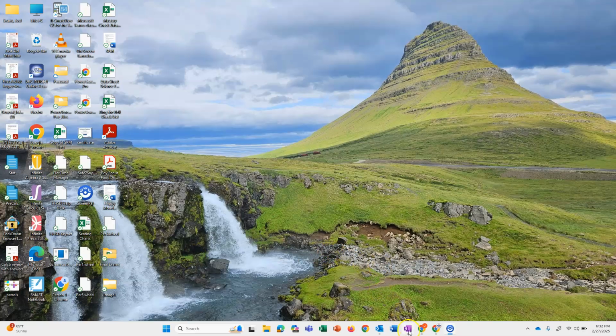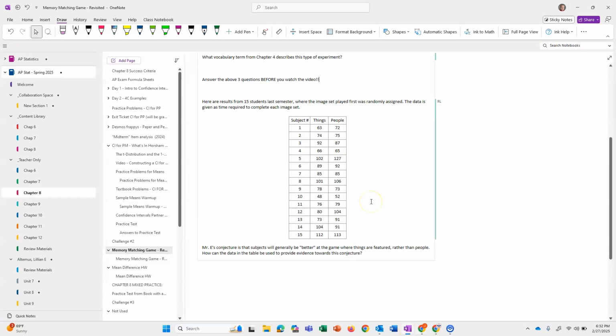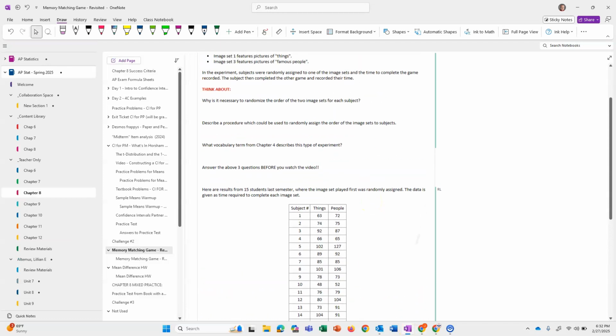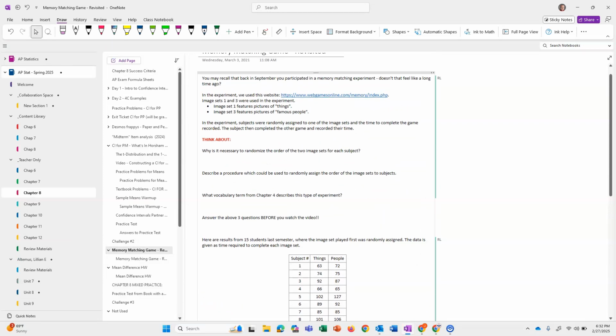Alright gang, hopefully you have read through and answered the first 3 questions on here. Let's take a minute to, hopefully you remember this game. We played it back in the fall, and you had to play a matching game, and you picked pictures of things and pictures of famous people. In this experiment, subjects were randomly assigned to one of the image sets, and then you were given time to complete the game. So hopefully you remember playing that. If you don't, click on that link and that should bring back your memories.